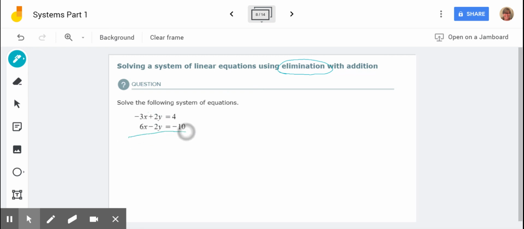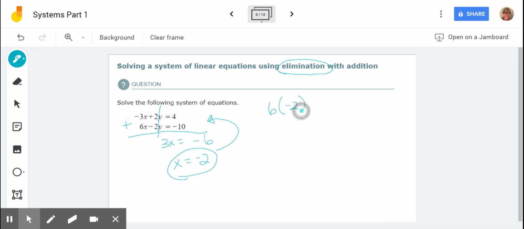So look, you guys, if I add these two equations together, check it out. 2y and -2y are going to cancel each other. They're out. They're opposites. So -3 plus 6 is 3, so 3x equals -6. x equals -2. And we found x. All we need to do is plug it back in. It doesn't matter which equation. Pick one that you like.